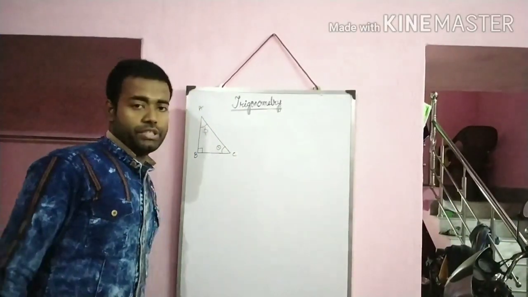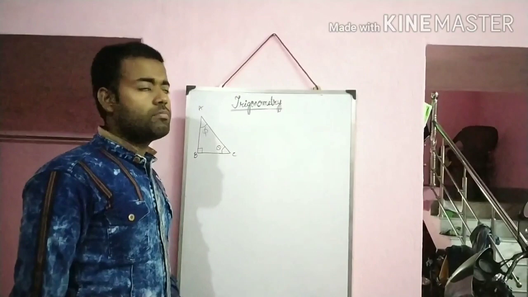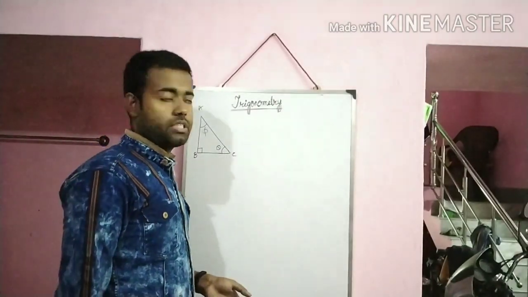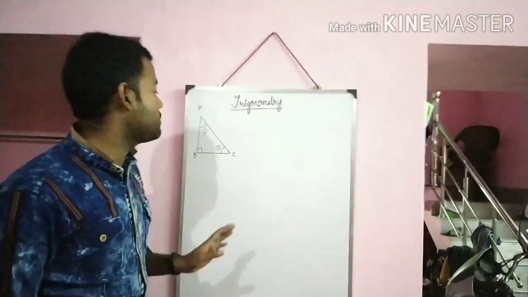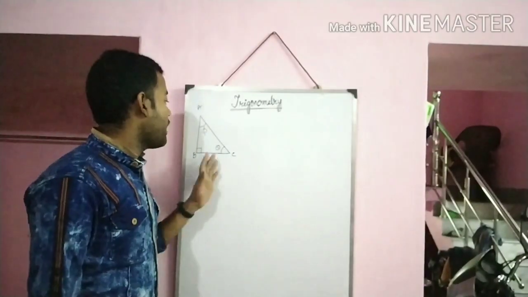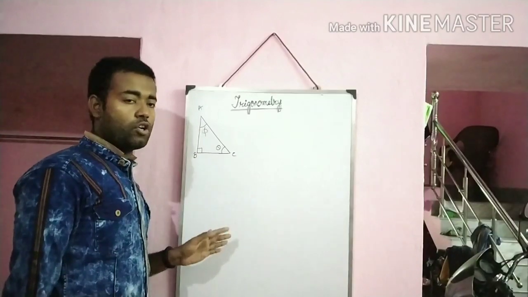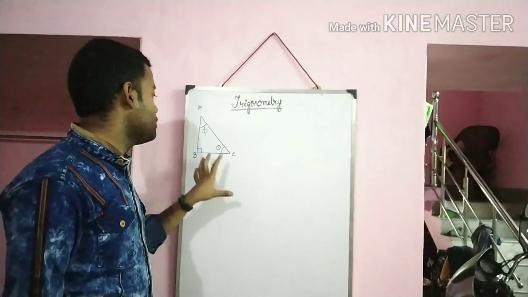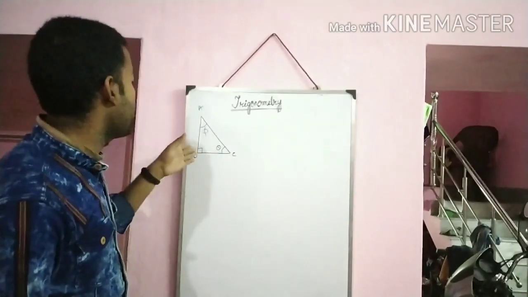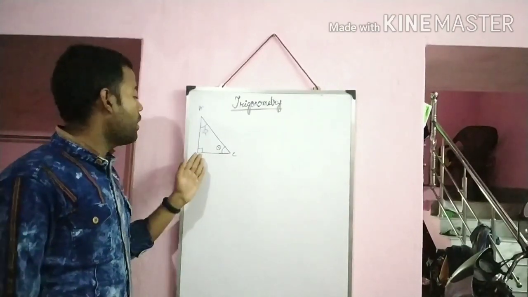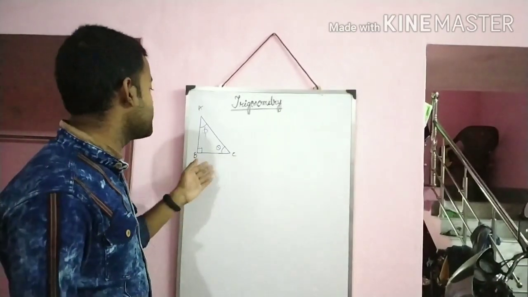Today's topic is trigonometry. Now what is trigonometry? Normally trigonometry is the study of the relationship between the angles and the sides of a triangle. Here I have drawn a right angle triangle for you. Normally for trigonometry we understand all the concepts using a right angle triangle. So we have a right angle triangle ABC where the 90 degree angle is situated at the vertex B.